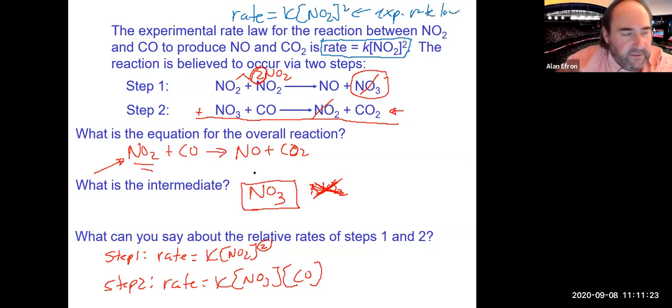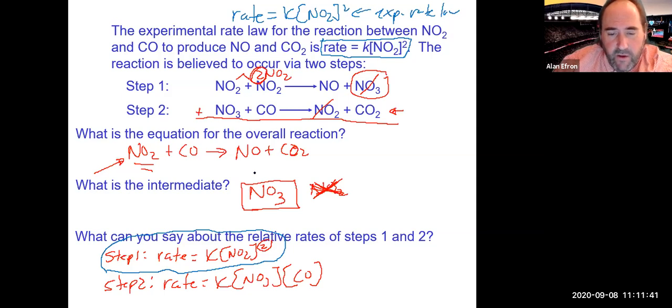And if we take this rate law and we look at each of the steps, we see that step number 1 has a rate law that matches the experimentally found rate law exactly. And what that means is step number 1 is the rate determining step. It is the slow step in the mechanism.